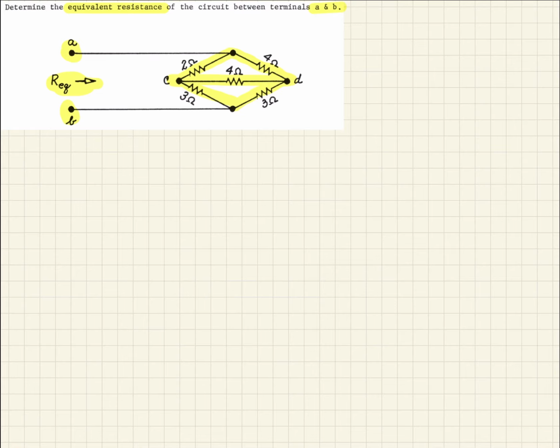So this means simply applying parallel and series resistor reduction really is not going to work here. So we're going to have to utilize something called Delta-Wye transformation. So let's see how that works.